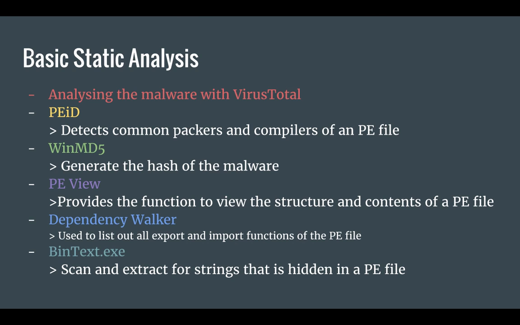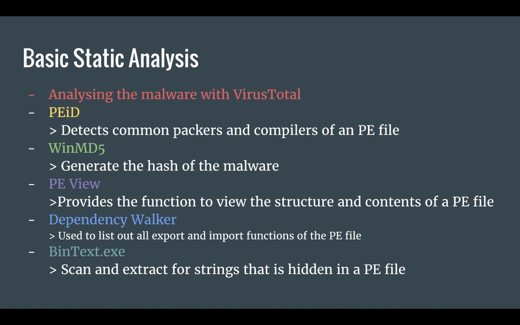First and foremost, we'll be analyzing the malware with VirusTotal. Then we'll be looking at PID to detect common packers and compilers of a PE file. Then we'll be looking at WinMD5 to generate the hash of the malware. Next, we'll be looking at PEView that would provide the function to view the structure and contents of a PE file. Next, we will be looking at Dependency Walker, which is used to list out all export and import functions of the PE file. Last but not least, we will be looking at bintext.exe to scan and extract for strings that are hidden in a PE file.